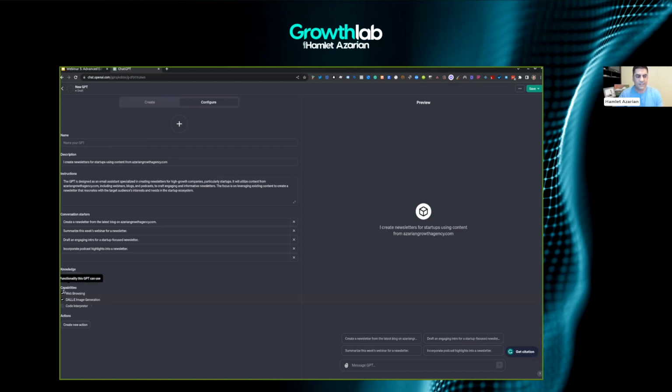And then right down here, you'll see the capabilities. The capabilities themselves are the web browser, which allows it to use Bing to go search the web and find information if it needs it.